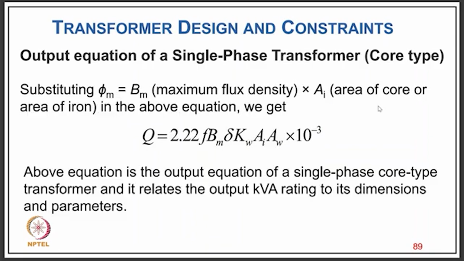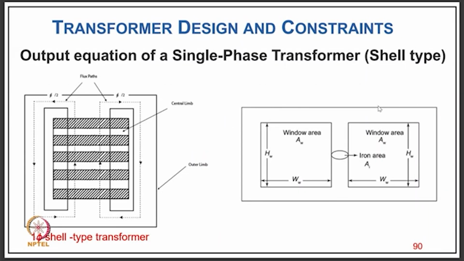Now putting the typical value of phi m equal to Bm into Ai, that is the maximum flux density and the area of the core, we call it Q equal to 2.22 into F into Bm into sigma into KW into Ai into AW into 10 to the power minus 3. So the above equation is the output equation of the single phase core type transformer, and it relates the output kVA rating to its main dimensions and parameters, especially the window area as well as the core area, with of course the space factor, current density in the conductor, flux density in the core, and frequency. So we call this the output equation in terms of kVA.